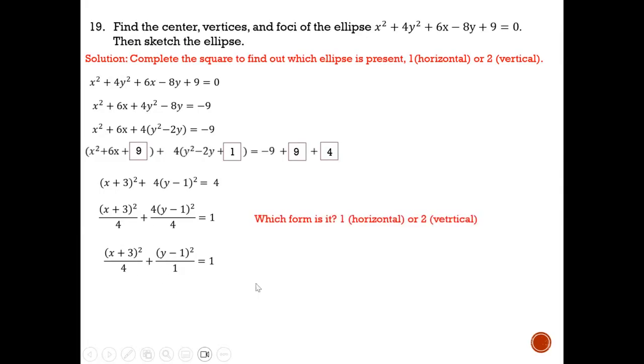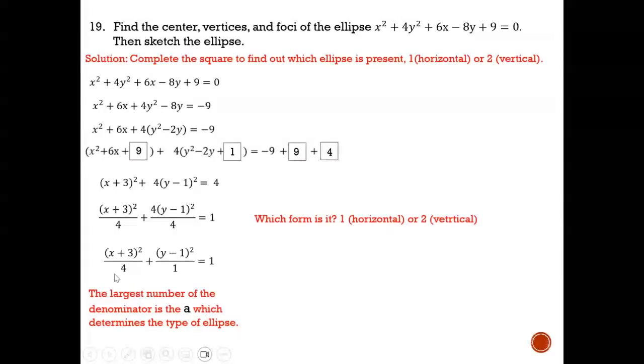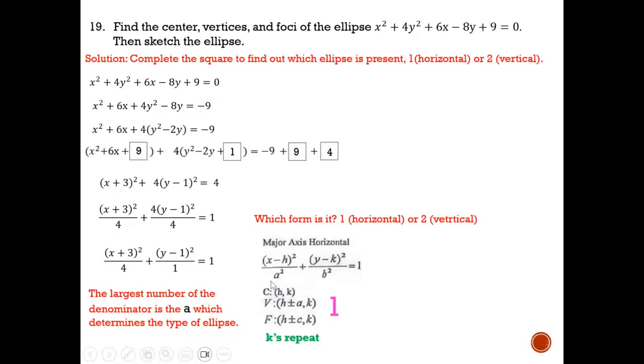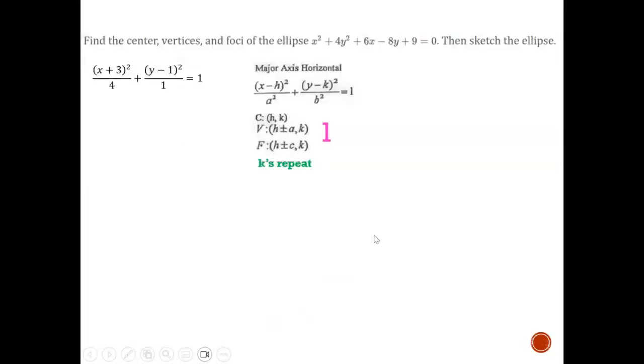So from there, guys, which form is it? Horizontal or vertical? The largest number in the denominator, guys, A, determines the type of ellipse. So this is going to be horizontal, right? The A determines it. If the A was over here under the y, then it'd be vertical. But in this case, it's going to be horizontal. So I'm going to go to our next slide and carry this over. That way we can find the center, vertices, and the foci, and then graph it.